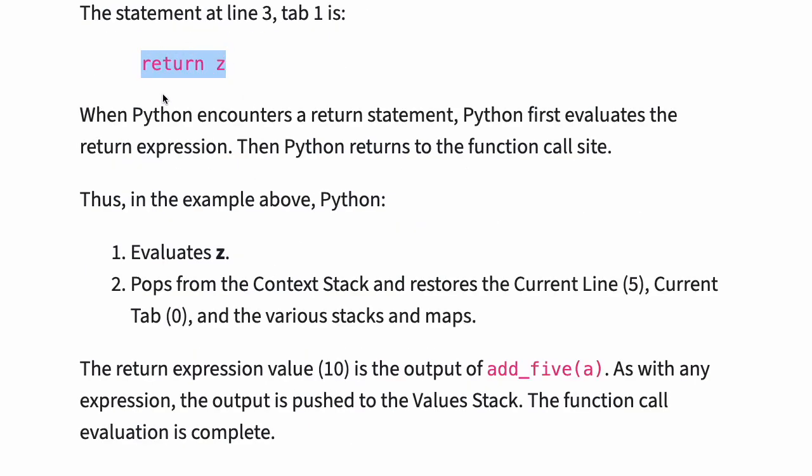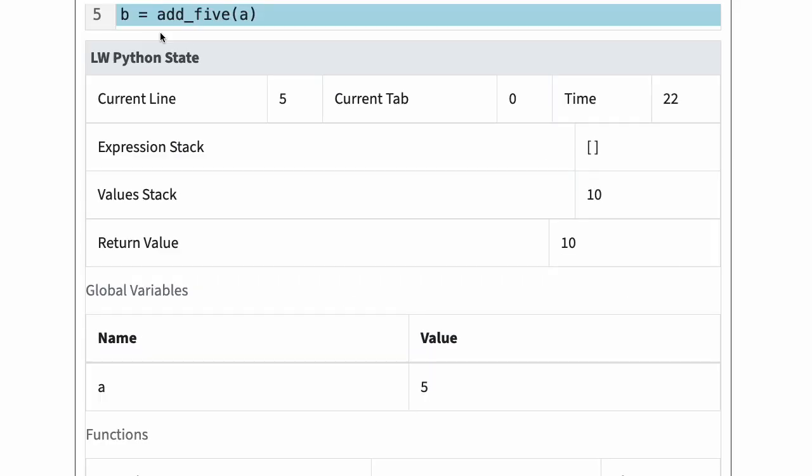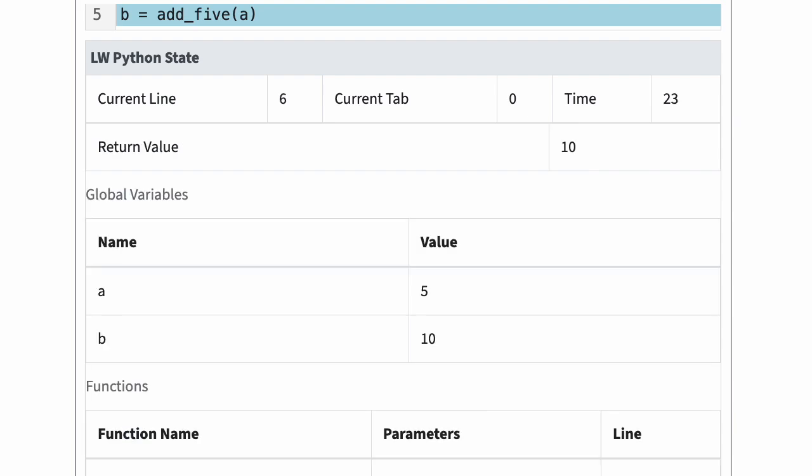Thus, in the example above, Python first evaluates z, then pops from the context stack and restores the current line, current tab, and various stacks and maps. The return expression value, which is 10, is the output of the function call add5(a). As with any expression, the output is pushed to the value stack. The function call evaluation is complete. Python is now back in line 5. Python completes executing the assignment statement by popping the output from the value stack and storing it in variable b. Python has now finished executing the program.